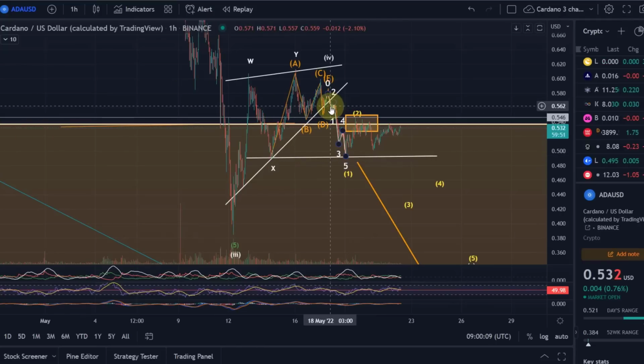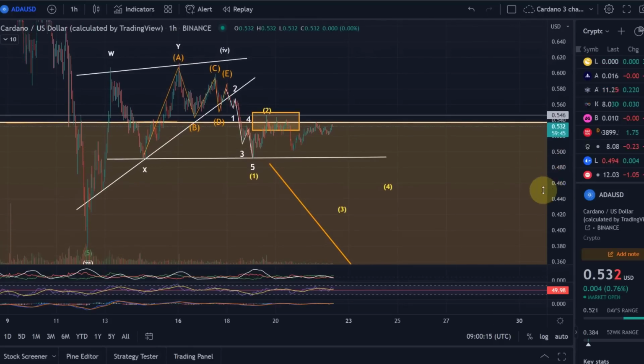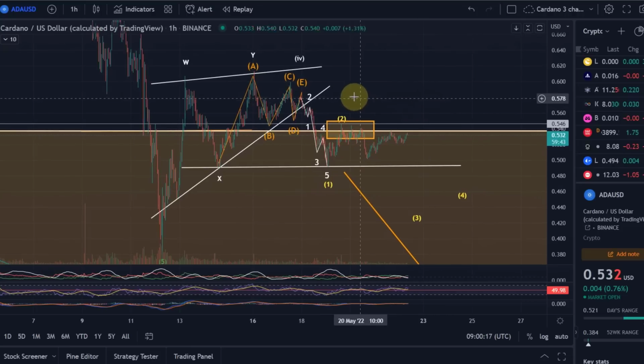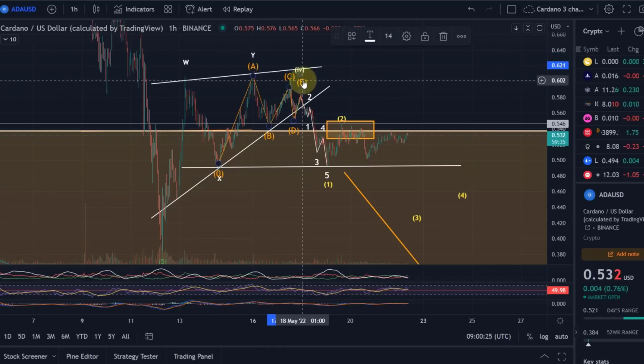So Cardano still no change here currently in the wave count, even though Cardano is moving up a little bit. We are currently here in what I believe is an impulsive wave down after we created here a wave 4 peak at the peak of the wave E in this triangle pattern.